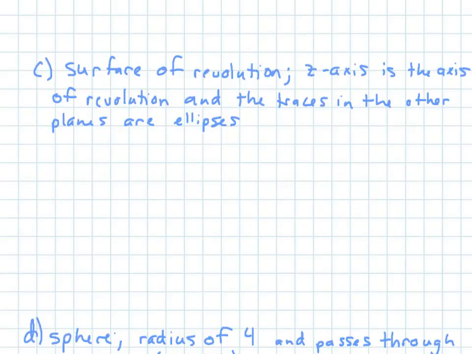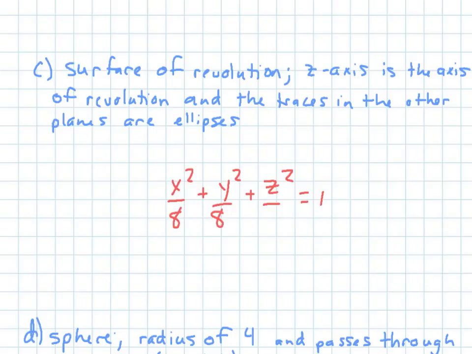Letter C says the surface of revolution: the z-axis is the axis of revolution, and the traces in the other planes are ellipses. So here, same thing. Since you want ellipses, it's going to be x squared plus y squared plus z squared. So you want all pluses equals 1. Now here, remember if I block out the z squared, because this is the axis of revolution, the other two numbers need to be exactly the same. So I'm going to pick 8 and 8.